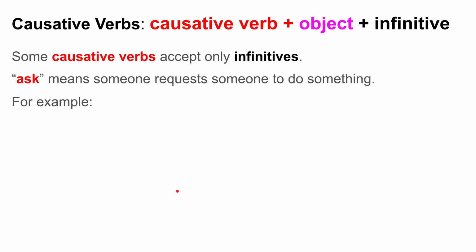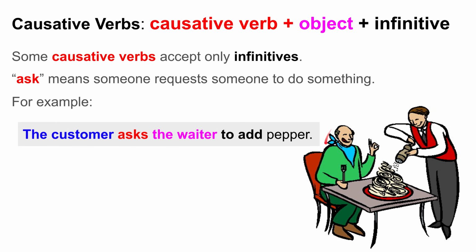Moving forward now, this is the last one, I think, which is ask. Ask is also a causative verb that accepts only infinitives. Ask means someone requests someone to do something. It's a request. So an example right here, we have a customer. We can see that the waiter is putting pepper onto the spaghetti. And we can assume that the customer asks the waiter to add pepper. So the requested action is to add pepper.